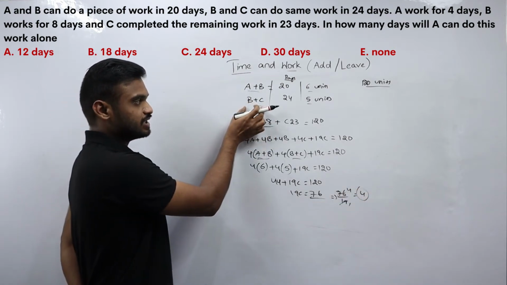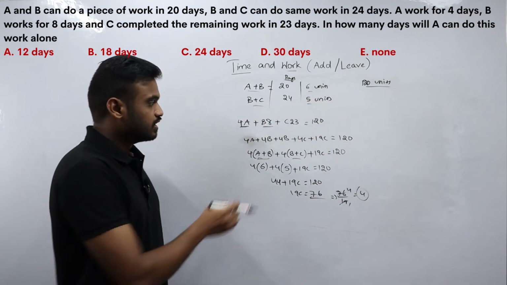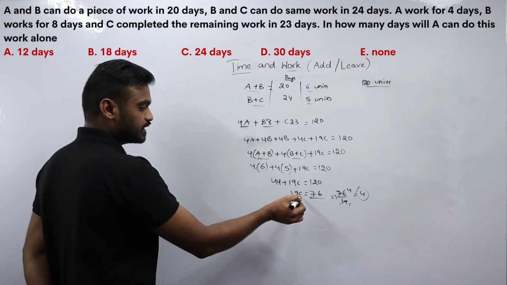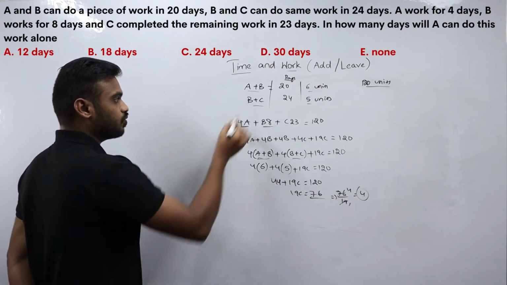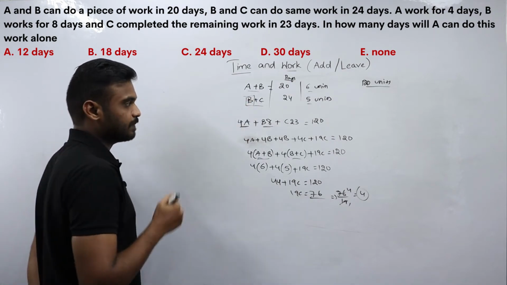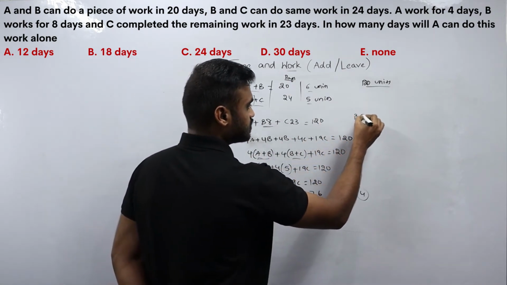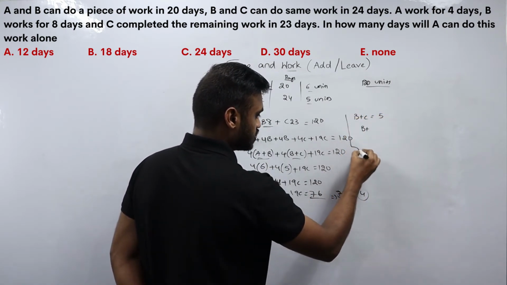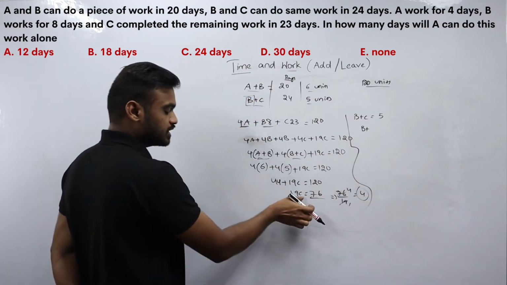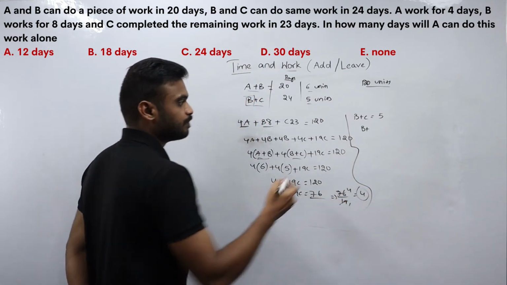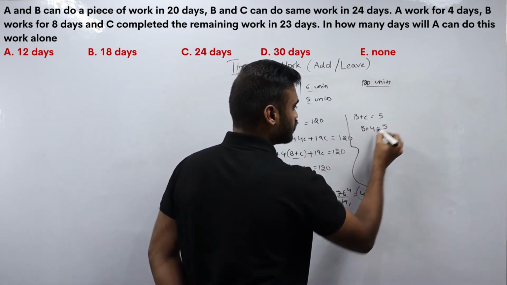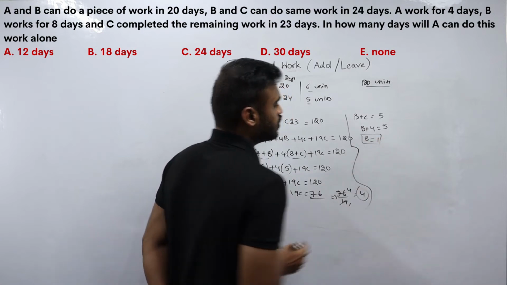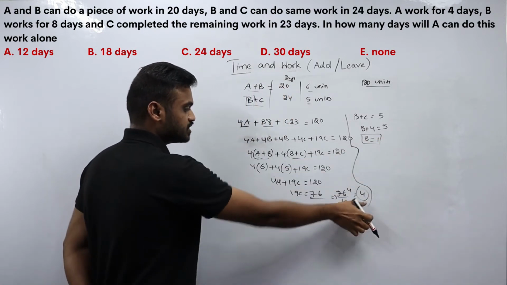Okay, B plus C completes 5 units of work per day, and C alone can complete 4 units of work per day. So if I substitute the C value here, I will come to know the work done by B alone in one day. Now B plus 4 equal to 5. So B equal to 5 minus 4, that is 1 unit per day. So B's efficiency is 1 unit per day and C's efficiency is 4 units per day.